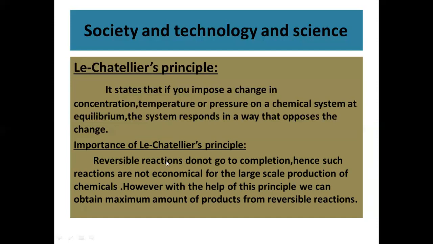You know that reversible reactions do not go to completion. When the product is formed, the product is converted back into the reactant. So when the product is converted back into the reactant, how can we get large amount of product? Hence, such reactions are not economical for the large scale production of chemicals. However, with the help of this principle, we can obtain maximum amount of products from reversible reactions.